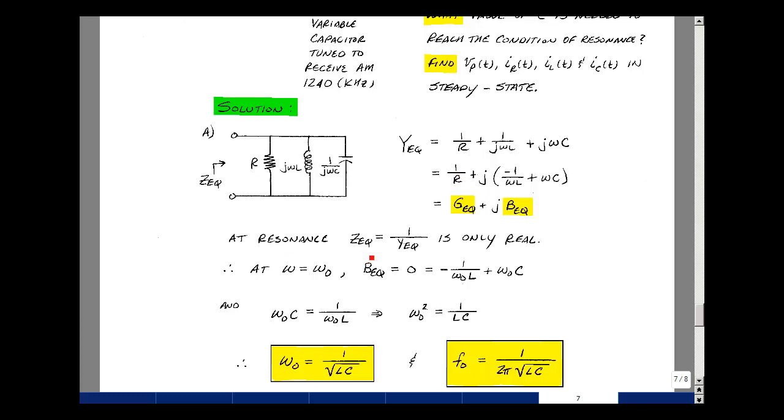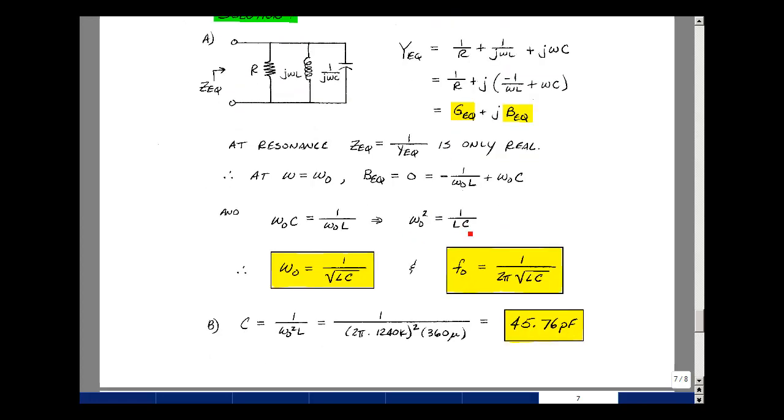At resonance, Z equivalent is real, but so would the reciprocal be. Let's just take this expression and set the imaginary part equal to 0. And that's this term right over here, the susceptance. So minus 1 over omega L plus omega C, where omega is equal to omega naught, the resonant frequency, will be equal to 0 when this quantity equals this quantity. Omega naught C equals 1 over omega naught L. Cross multiply the omegas, get omega naught squared equals 1 over LC. Omega naught is 1 over the square root of LC, same as the series resonant circuit. Divide by 2 pi and you get the resonant frequency in hertz.